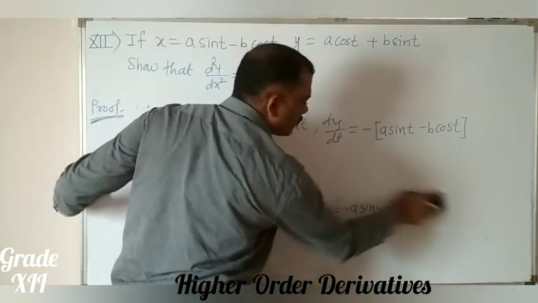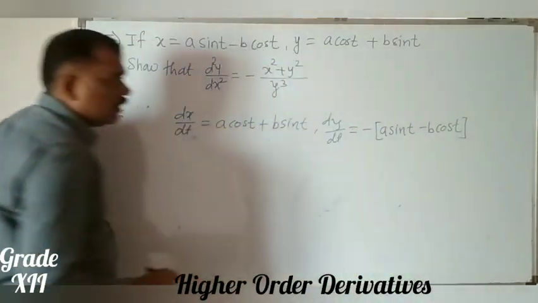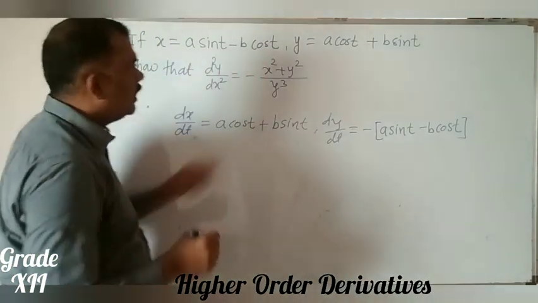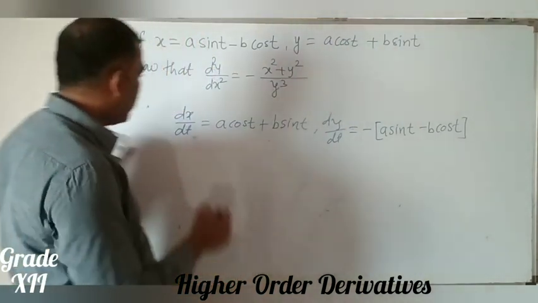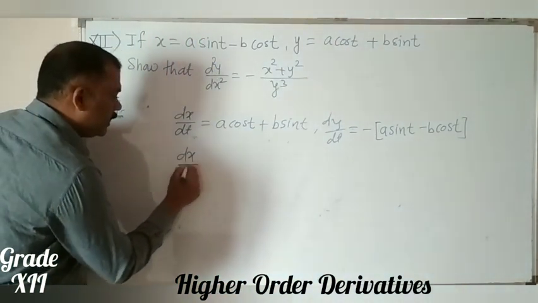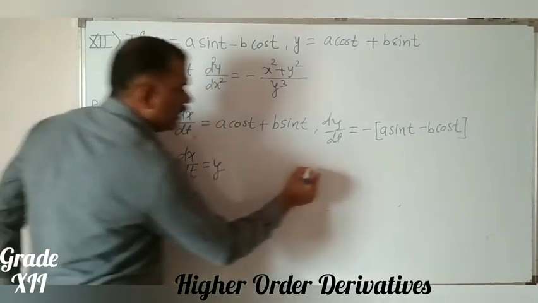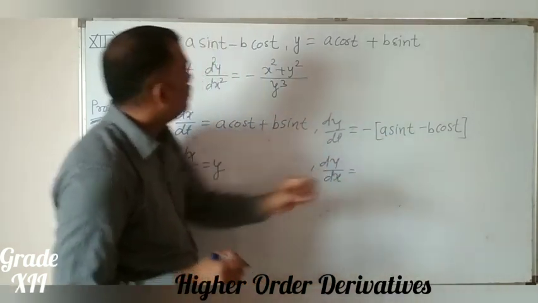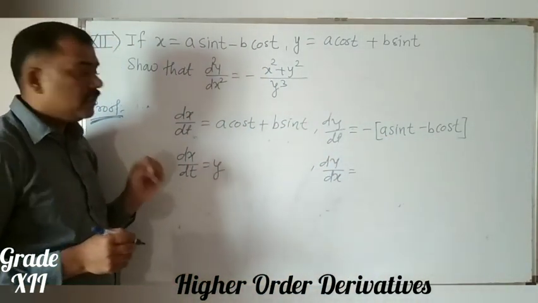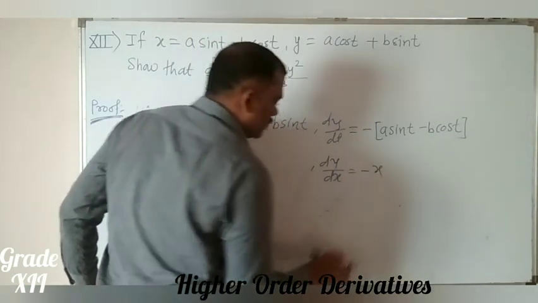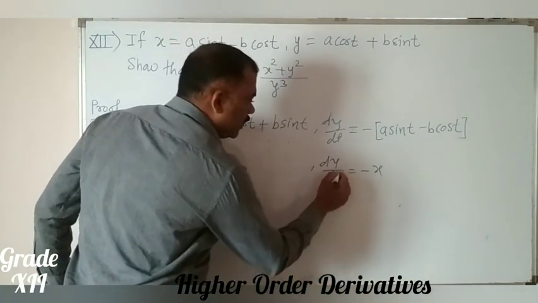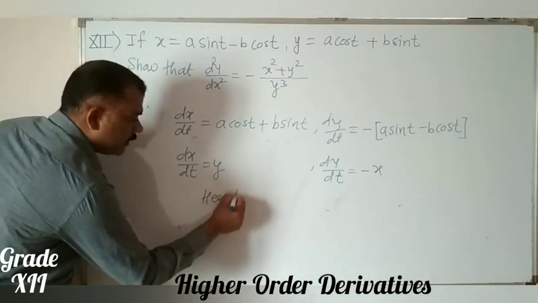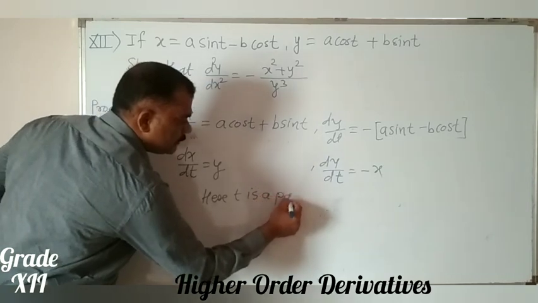Now here t is a parameter. Before that, a cos t plus b sin t is nothing but y, so we can write dx by dt is nothing but y, and dy by dt is nothing but a sin t minus b cos t. A sin t minus b cos t is nothing but x, so we can write minus x. Here t is a parameter.